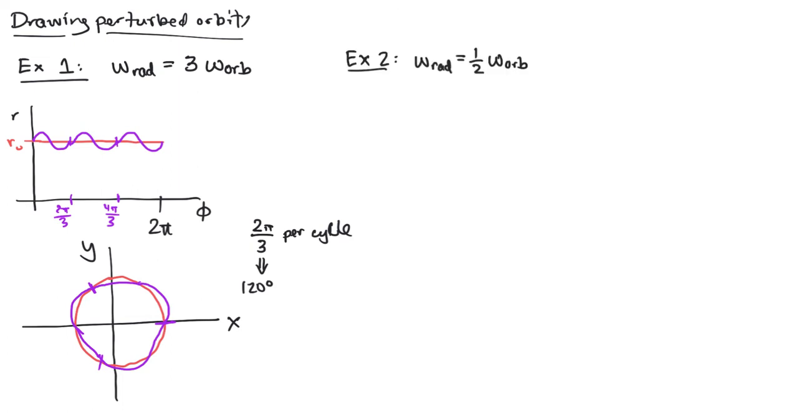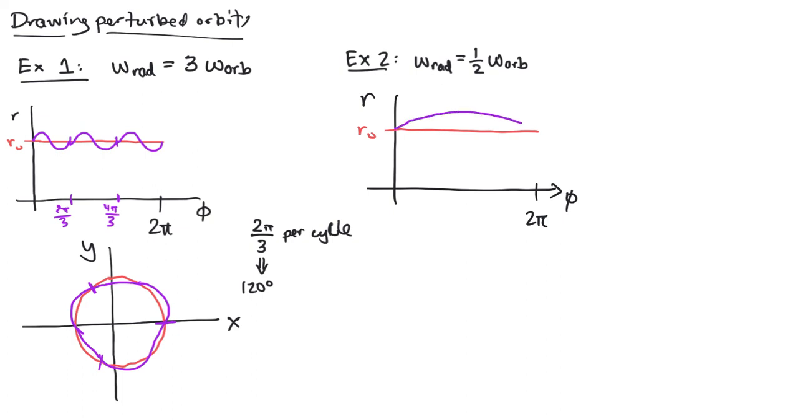In this example, let's assume that it takes more time to make a radial oscillation than it does to make 1 orbit. So in that case, if we plot r of phi from 0 to 2 pi, we have our circular orbit, and then we will only get a half cycle over that 2 pi. So that tells us immediately that our orbit is not going to close on itself after 1 round, but it'll close on itself after 2 rounds.